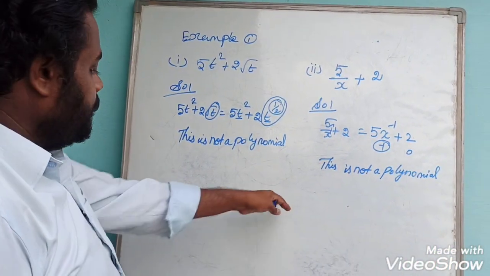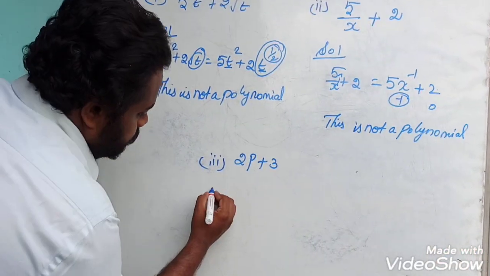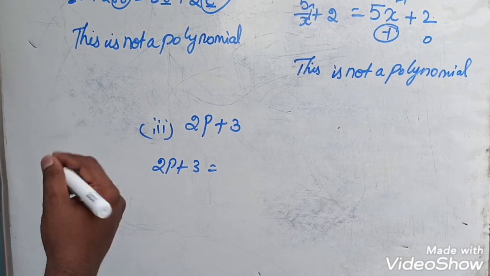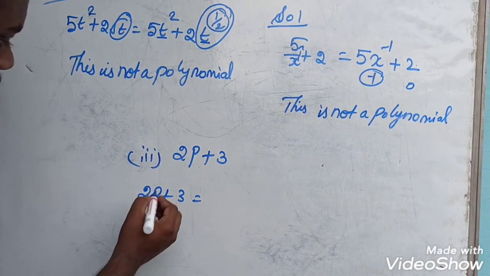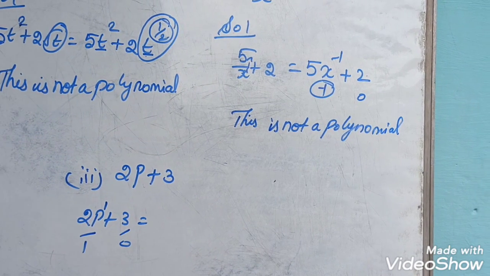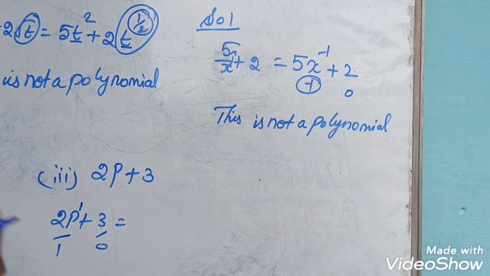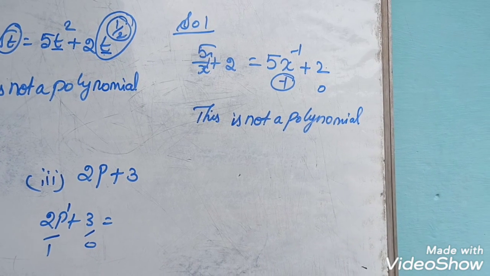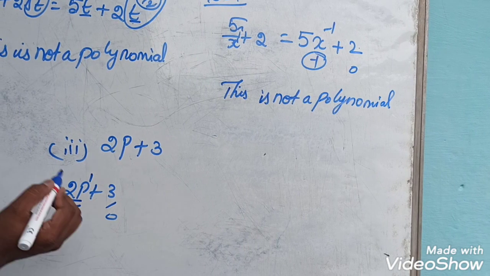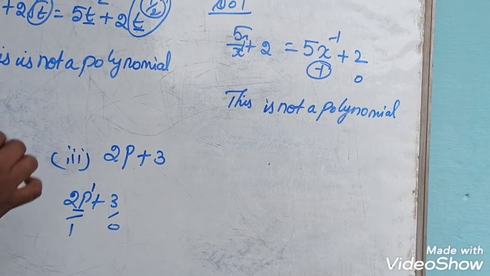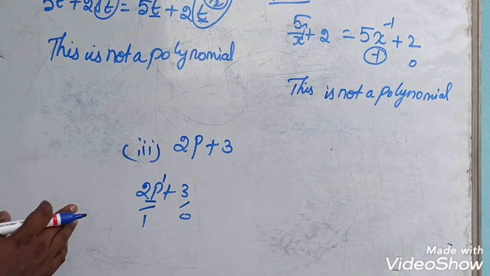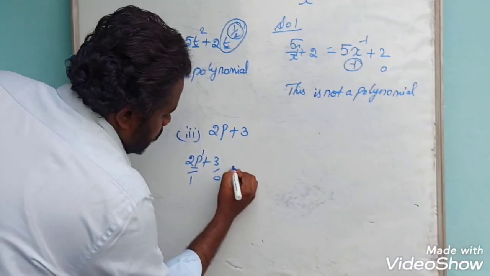Next we move on to the third question. 2p plus 3. Here, 2p plus 3 needs no rearrangement. The degree of this term is 1 and this one is 0, so all are whole numbers. Finally, this is a polynomial, and it has only one variable, p. So this is under the condition of a polynomial. It is a polynomial with one variable.